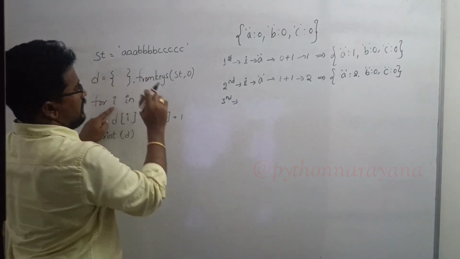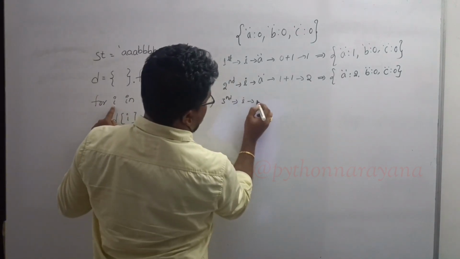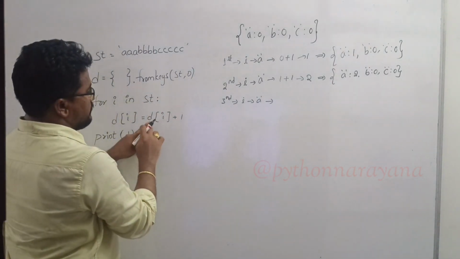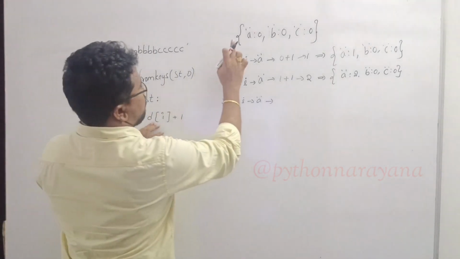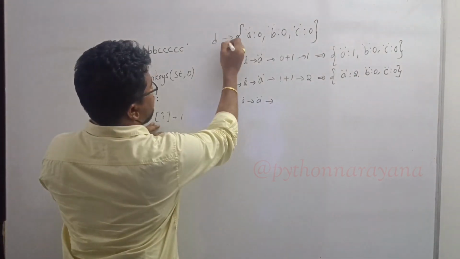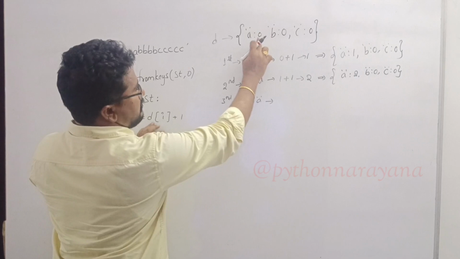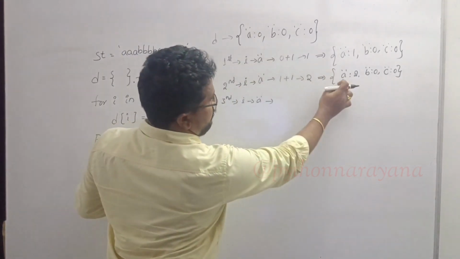Now, third iteration, again what is the I value? A, right? Again I value A. Now, again d of I means d of A. What is d of A? This is d actual, right? This is the d. So d of A means what? D of A means 0. So 0 means initial 0.